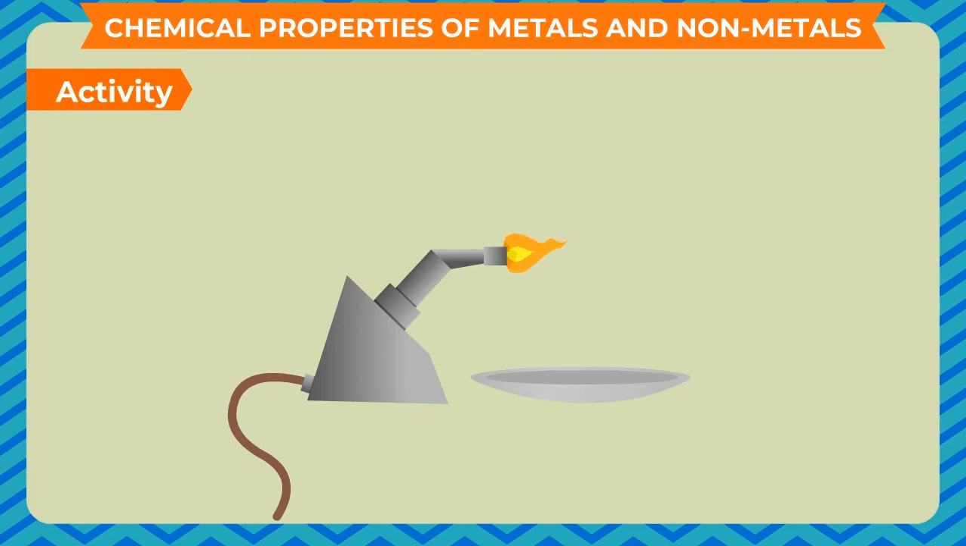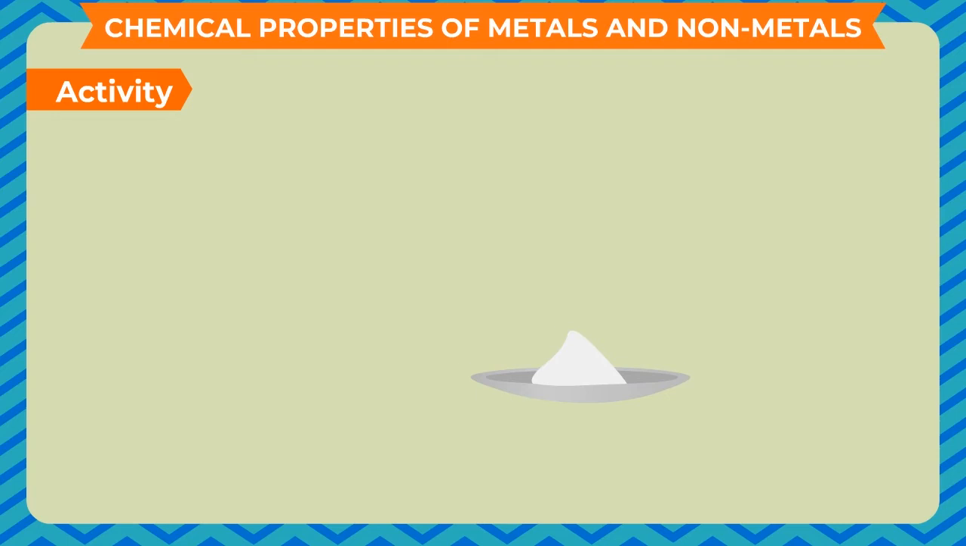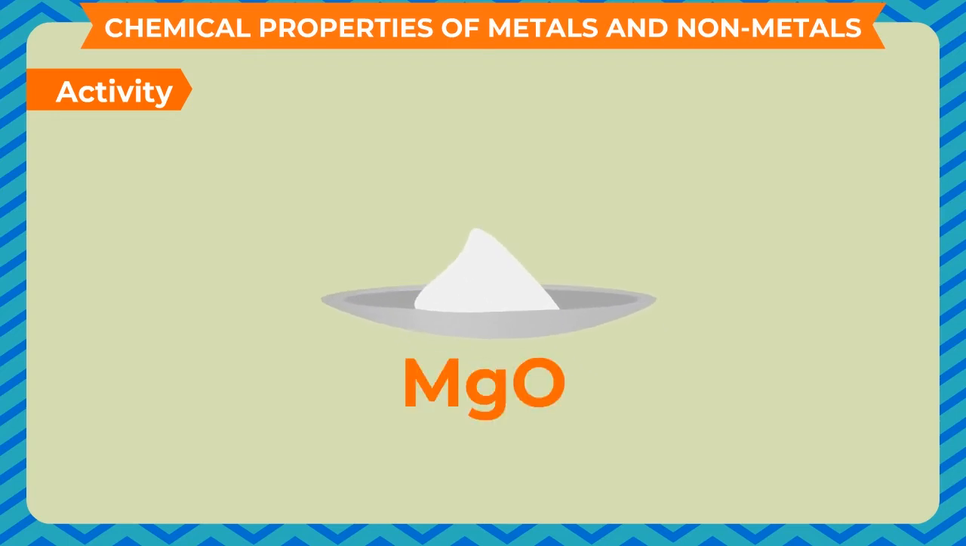To show that metals react with oxygen to produce basic oxides, hold a piece of magnesium ribbon with a pair of tongs over a flame. After some time, the magnesium burns with a dazzling flame. Collect the white ash of MgO thus formed in a glass dish.